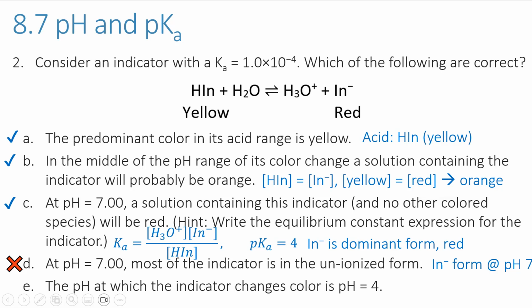And the pH at which the indicator changes its color is going to be pH 4. That makes sense for us. The pKa plus or minus 1 would be somewhere between 3 and 5. So within that range, at pH 4, we would see the color change occurring.